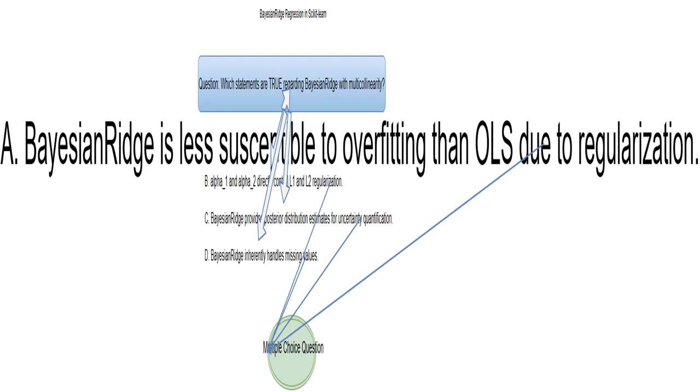This is also correct. BayesianRidge uses a prior distribution on the model's parameters that shrinks them towards zero. This implicit regularization helps prevent overfitting, especially helpful when predictors are highly correlated. OLS doesn't inherently regularize and therefore can be unstable when there's high multicollinearity.